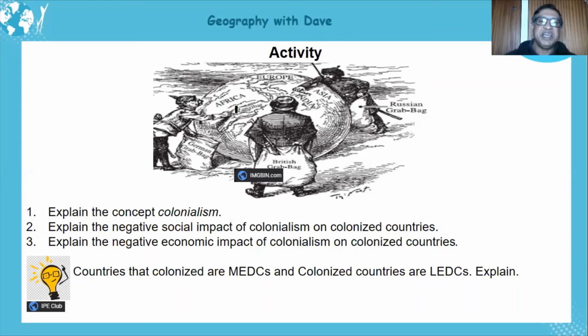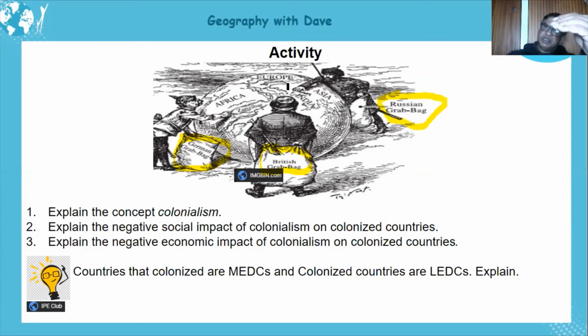We see Africa there, we see Asia with India at the bottom, and we see here the British grab, the German grab, the Russian grab. This shows you colonialization or colonialism. The British are grabbing Africa, Germany also, and the Russians are going through Asia, taking over countries. That is what happened. So it gives you an idea. You already know something about colonialism. All right, let's work with this.